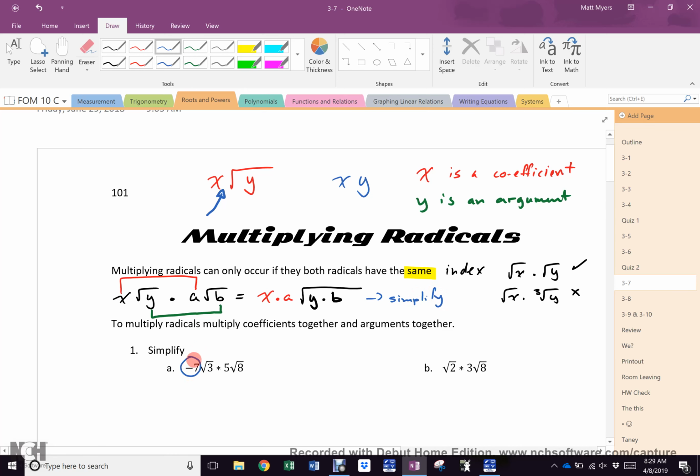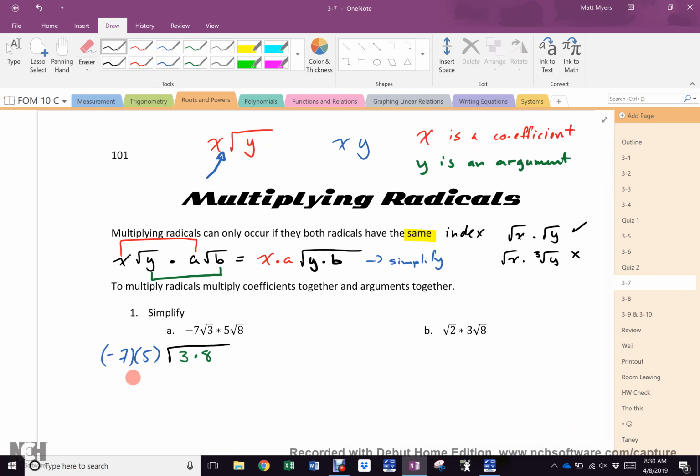All right. So it starts so easy, it's almost embarrassing. What is the negative 7 going to multiply with? The 5. So I'm going to write it all out for these first two. Obviously, we don't need to forever. So I'm going to have negative 7 times 5. Then I get my square root. And what's going under there? 3 times 8. What is negative 7 times 5? Negative 35. Root. What is 3 times 8? 24. And then, if possible, I simplify.